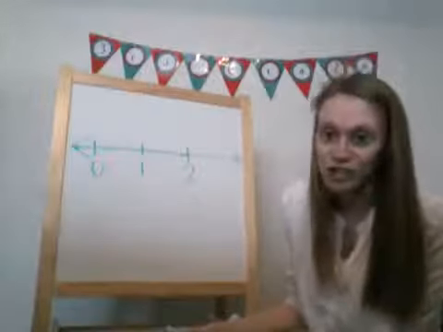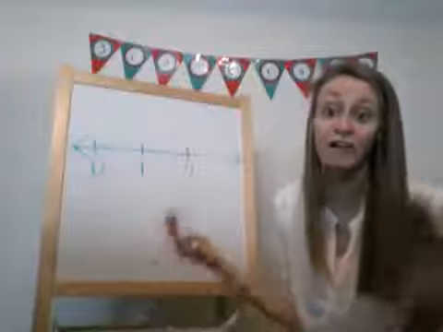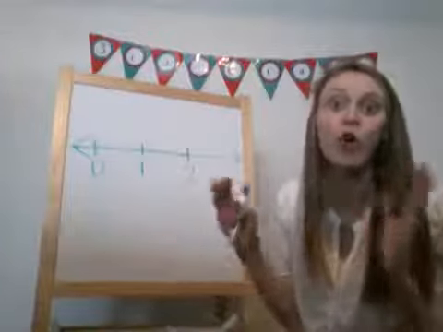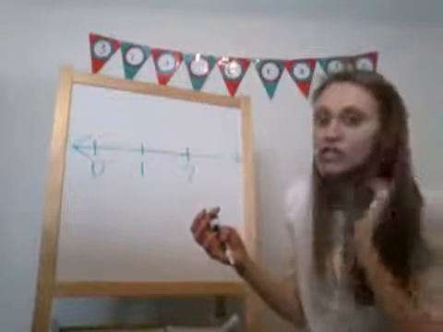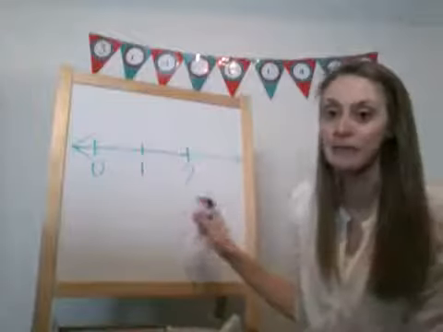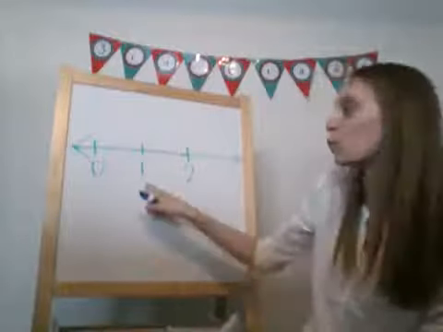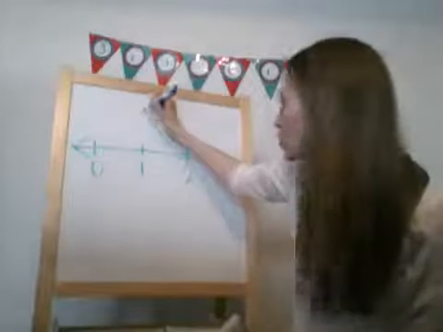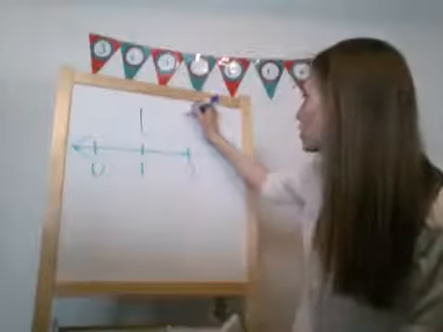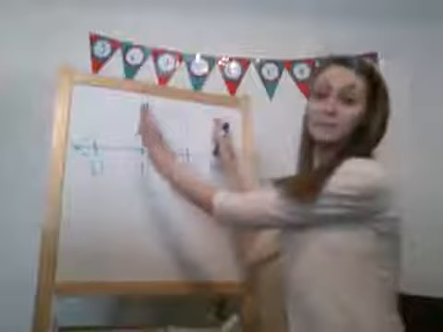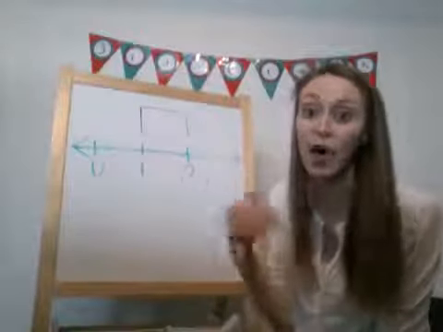Now, what we're going to do is when you're looking at fractions on a number line, first you want to look at what your whole is, all right? So I'm going to look at my number line and I'm going to say my whole is between 1 and 2. So that space is going to be my whole.